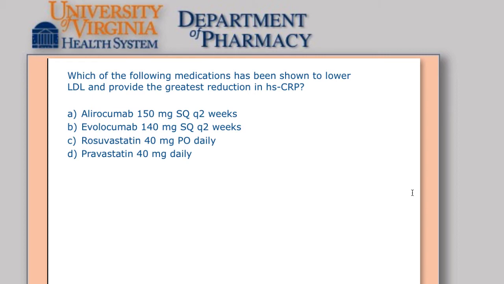Which of the following medications has been shown to lower LDL and provide the greatest reduction in high-sensitivity C-reactive protein? Is it A, alirocumab, 150 milligrams sub-Q every 2 weeks, evolocumab, rosuvastatin, or pravastatin? Any guesses?